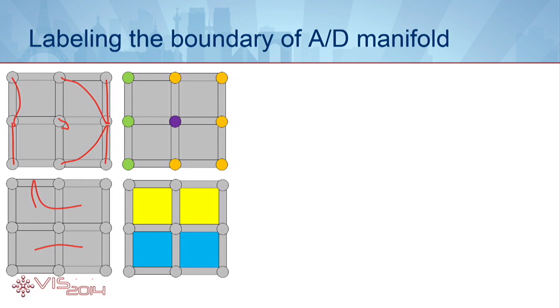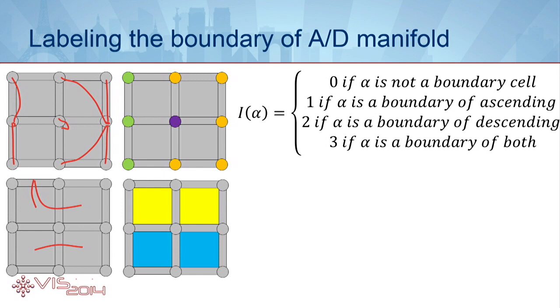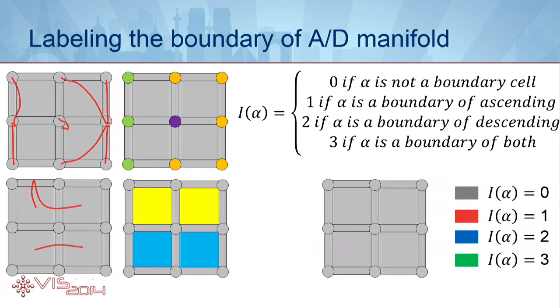So I'm going to create a label map that encodes what is a boundary and what is not. I'm going to define my label map as follows. I'm going to label every cell as 0 if it's not a boundary of either ascending or descending manifolds, 1 if it's a boundary only of ascending, 2 if it's a boundary of only descending, and 3 if it's a boundary of both. So what does this look like?